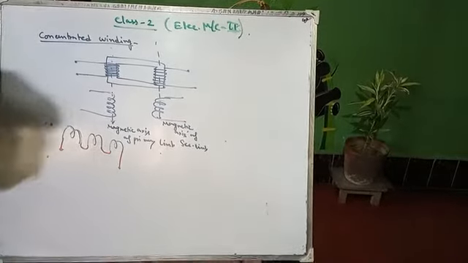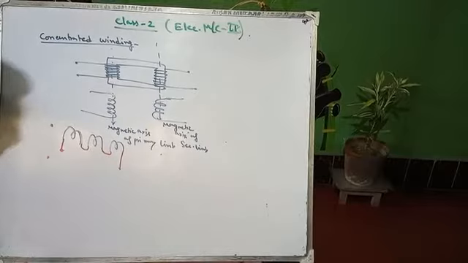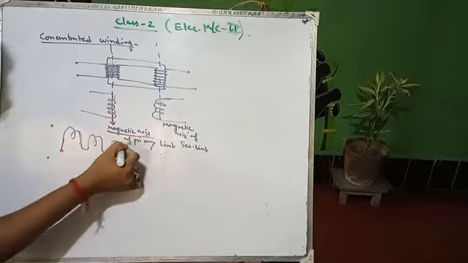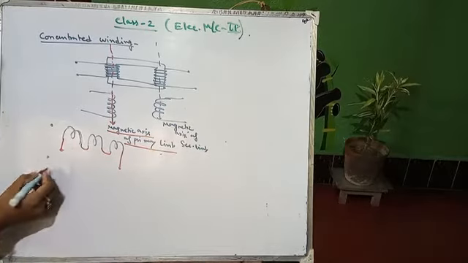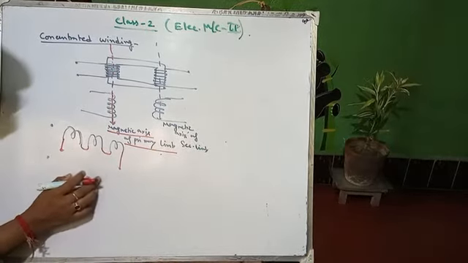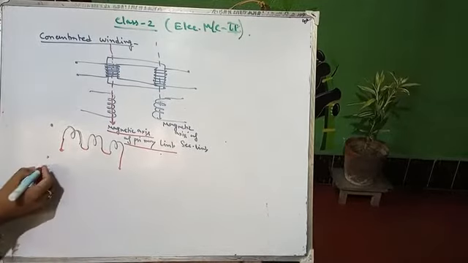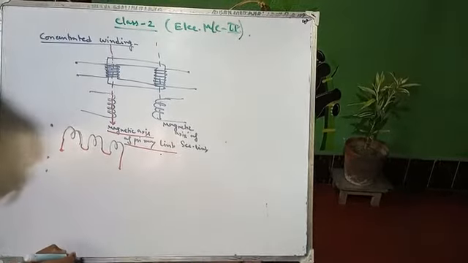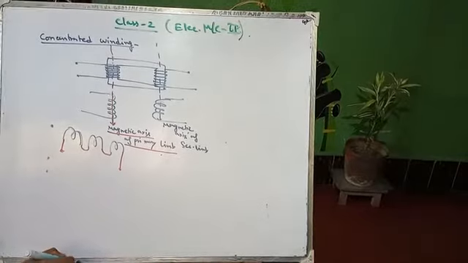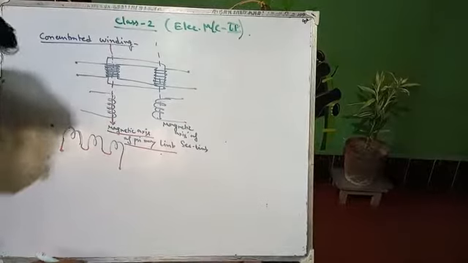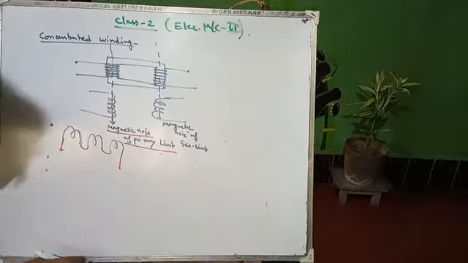Okay, second, all the turns have the same magnetic axis. From this figure you can see this is the magnetic axis of the primary limb. So second point, all the turns have the same magnetic axis. And in the third point write examples of the concentrated winding. So what are the examples? Very important examples of concentrated winding.